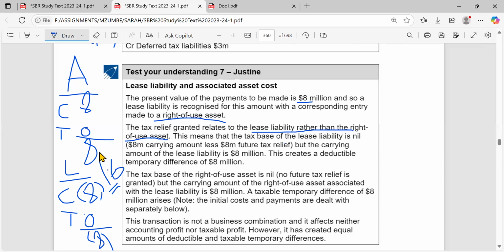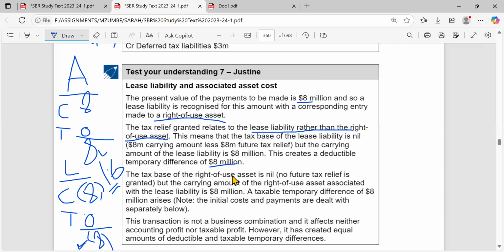Because we said for the lease liability, in case the taxable amount is equal to the deductible amount, then we create a deferred tax. Okay. So does this mean that the tax base of the lease liability is nil, like you see it here, but the carrying amount of the asset is 8. This creates a deductible temporary difference of 8, which is here. We have shown that already.